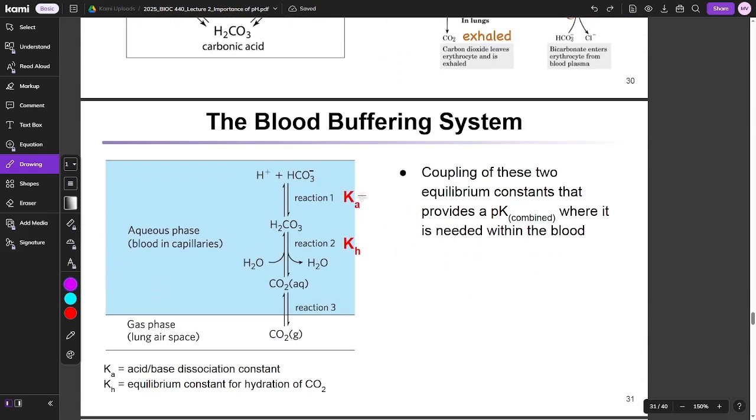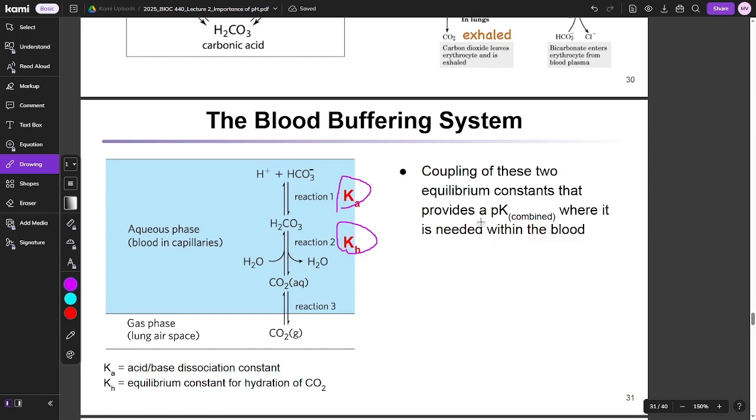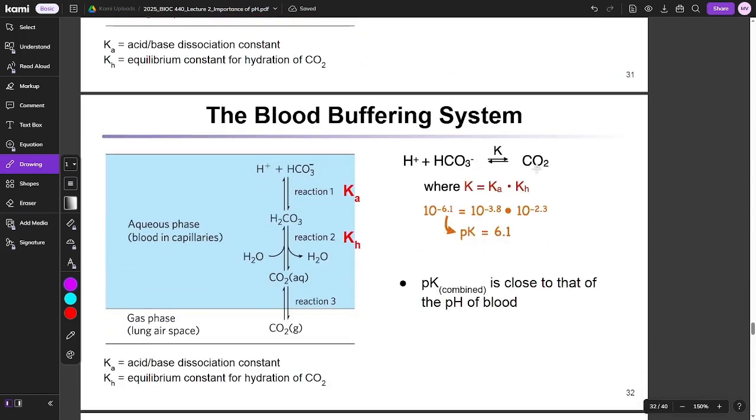And here's what I was talking about. The way that we calculate the pK for this blood buffering system is through the combination of Ka and Kh, which is the conversion of CO2 to carbonic acid and then to bicarbonate and H plus. So here is that math. Take this and this. This is not really that important, to be honest with you.